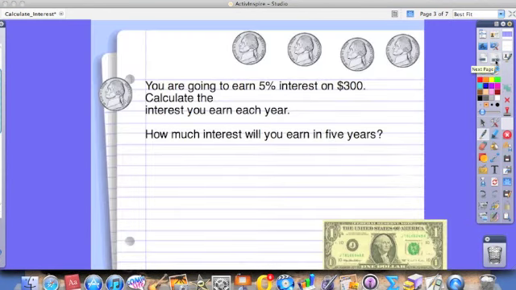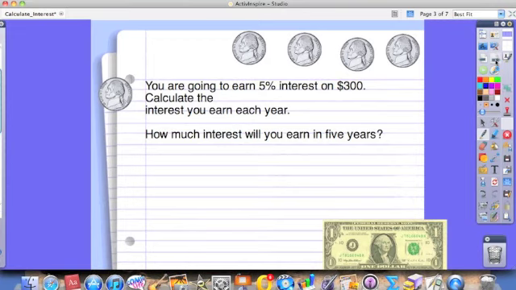So let's look at some problems. We're going to earn 5% interest on $300. Calculate the interest you earn each year. How much interest will you earn in 5 years? Pause the movie now and copy this problem into your notes.